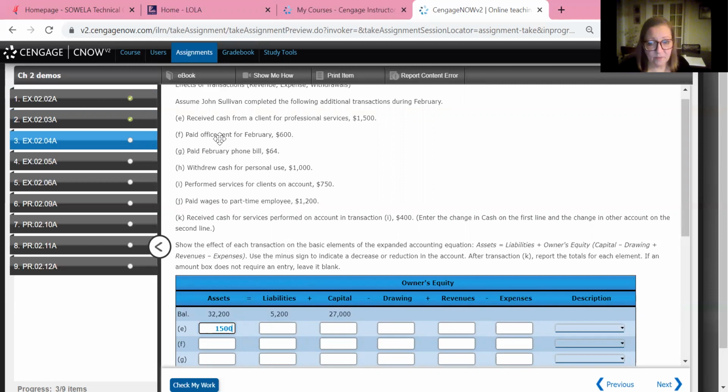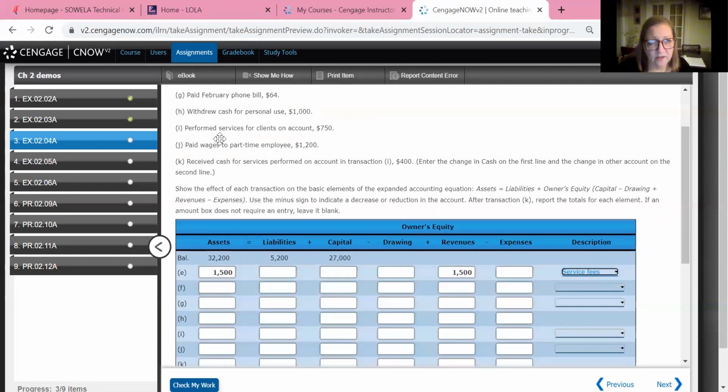And then the other thing is it was for that professional services, so that's a revenue item. That increases the revenue. And so we are going to look at the pull down menu, see what the options are. See, service fees is the only one that's talking about revenue. So we know that's right.